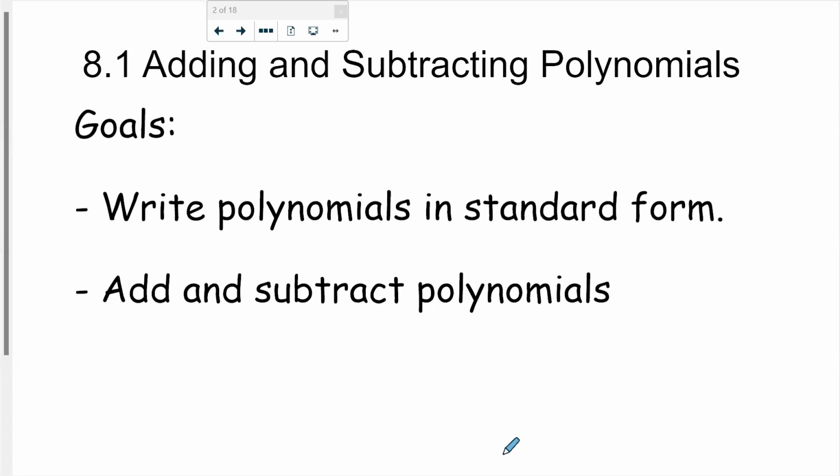So again, this is 8.1, adding and subtracting polynomials. Our goal today is to write polynomials in standard form, and then also to add and subtract the polynomials. So remember at the top of your notes page, I'd write 8.1, adding and subtracting polynomials, and then make sure you write today's date as well.